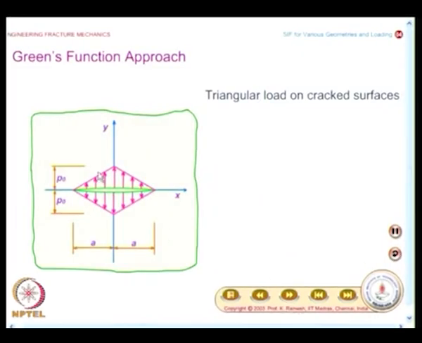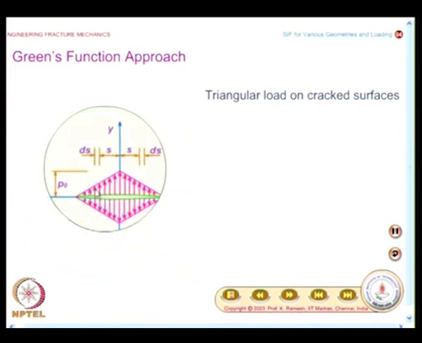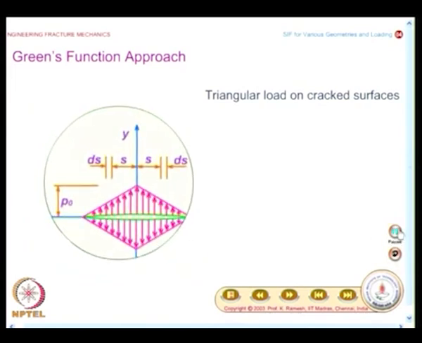You can observe that I have a crack which is loaded with a triangular loading and the loading is symmetrical. You must observe all that, and the maximum value of this is P naught, that is the pressure that is acting, and you have the axis labeled. Please make a sketch of this because this is needed for our further discussion.